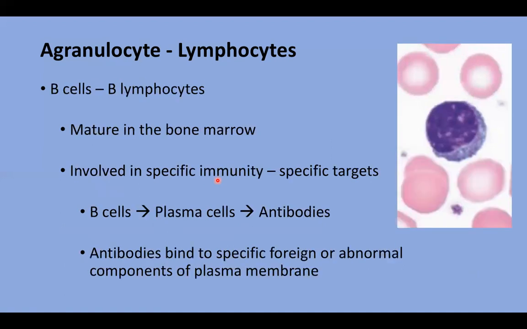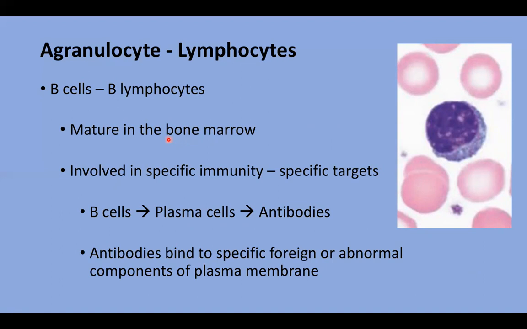The second type of lymphocyte is called a B cell, or a B lymphocyte. And as I said, it's called that because it matures in the bone marrow. Bone marrow starts with a B, hence B cell or B lymphocyte. So the B cells or B lymphocytes are involved in what is referred to as specific immunity.